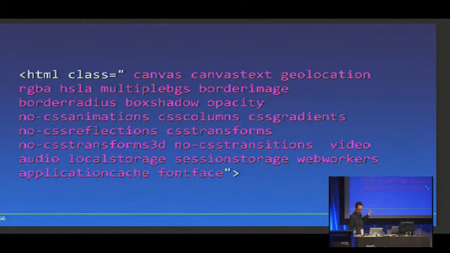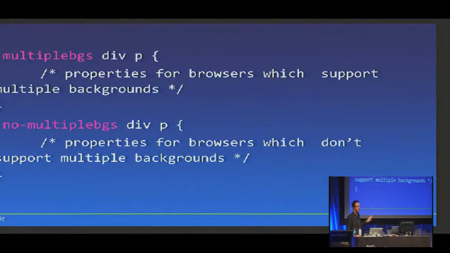And based on that, you can do things like this in your CSS. You can say dot multiple BGs, and apply some CSS for those browsers that can support multiple backgrounds. If your browser doesn't support multiple backgrounds, then you can have some fallback. Once again, some people might consider this forking of code. I consider it progressive enhancement. So I recommend that you do use that.